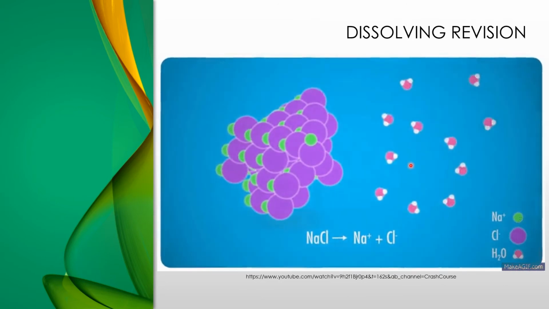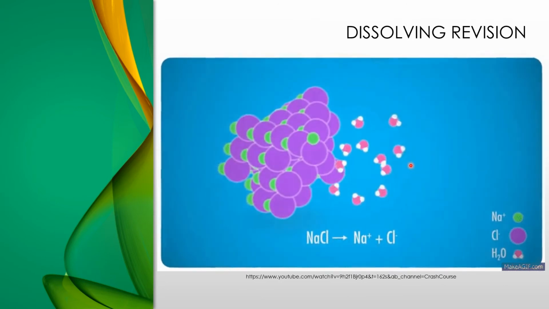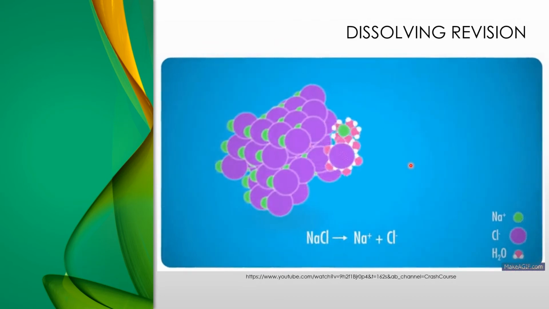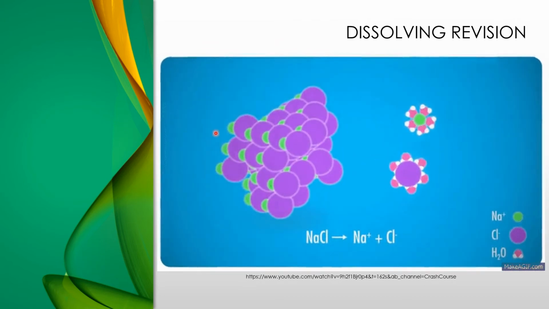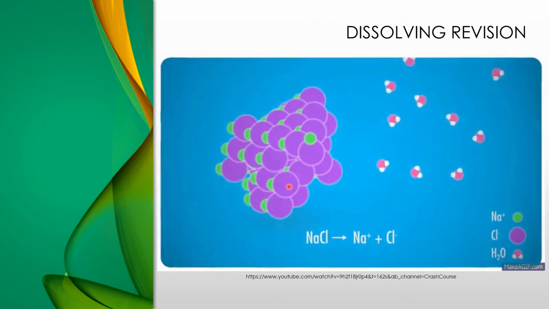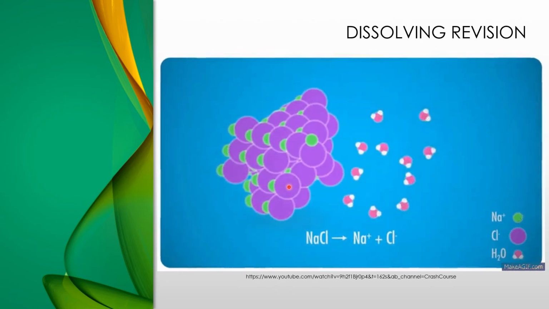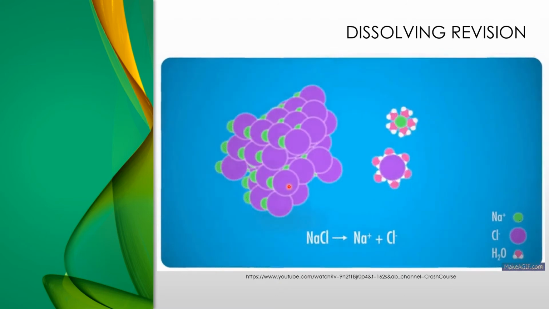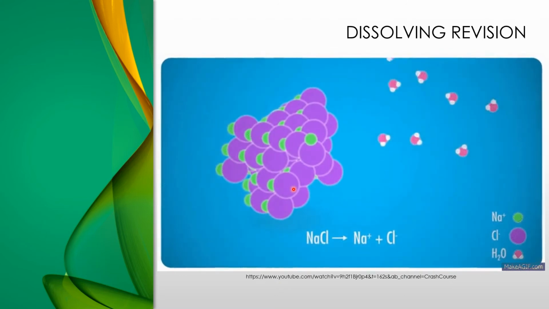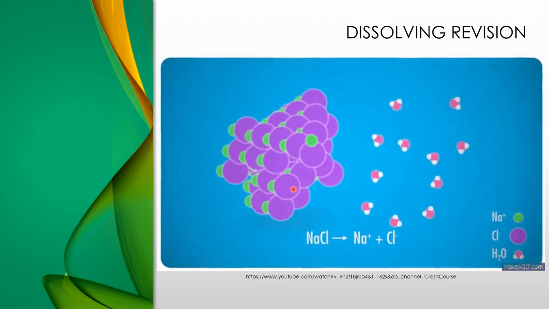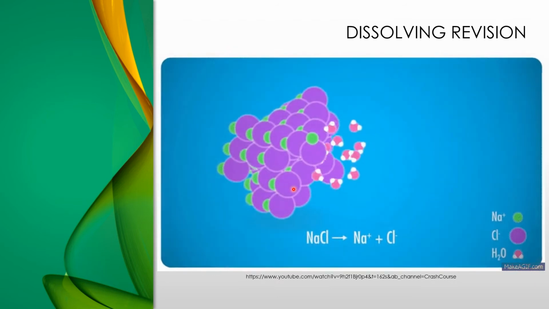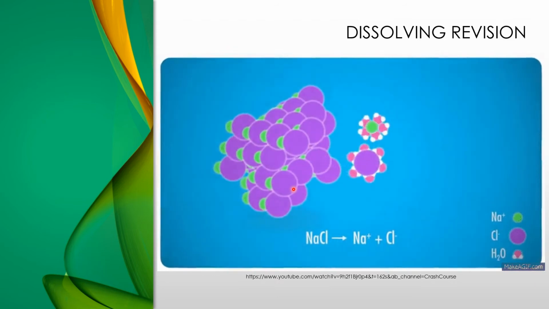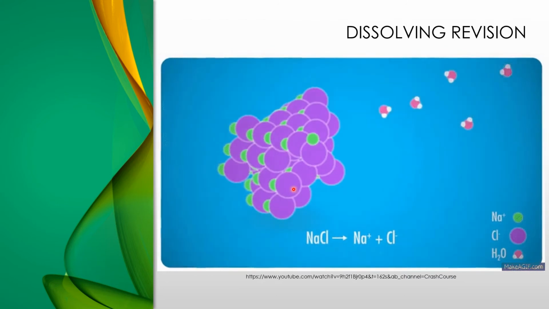Now, in this animation, what I just want to do is a quick revision of how dissolving of an ionic substance works. So here I have sodium chloride. The green is the sodium and the purple is the chlorine. You'll notice that the water comes together and starts to surround the sodium and the chlorine. So usually when the ion exists as a crystal, the positive and negative ions are attracted to each other, and that's what holds them together.